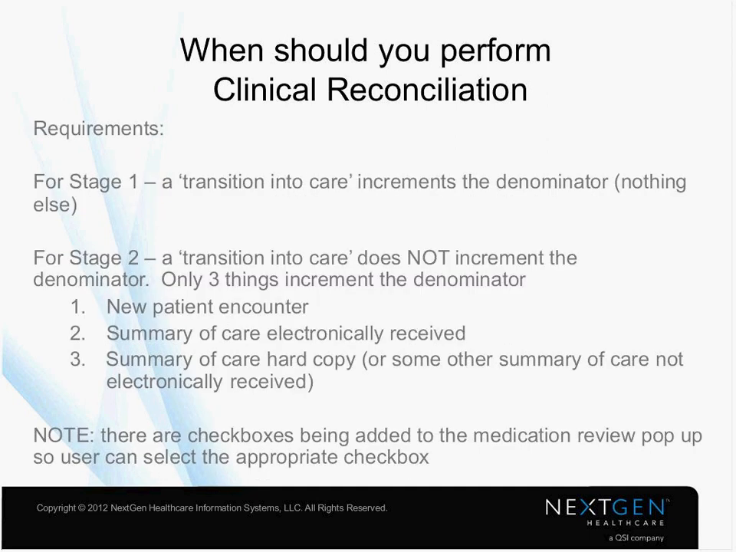For stage 1, the only thing that affected the denominator was the transition of care increments. So nothing really met the requirements except for when there was some type of transition of care. In stage 2, a transition of care does not increment the denominator. There are only 3 increments to the denominator, and those 3 are listed here. You have a new patient encounter, summary of care electronically received, or summary of care hard copy. Essentially what it's saying is that the only time that you're going to actually affect the denominator is when you have a new patient encounter that comes through, when you receive an electronic CCD, continuity of care document, that comes through, and we'll be able to take a look at that. Or a summary of care as a hard copy, which could essentially be any time that a patient brings a chart abstraction of some sort to your office.